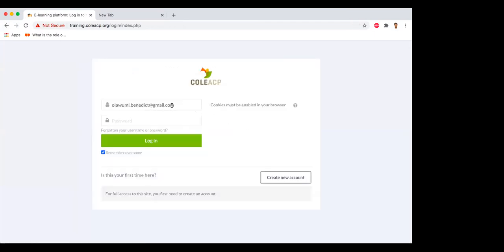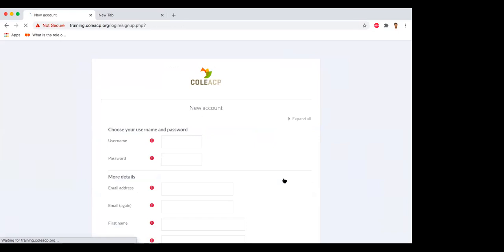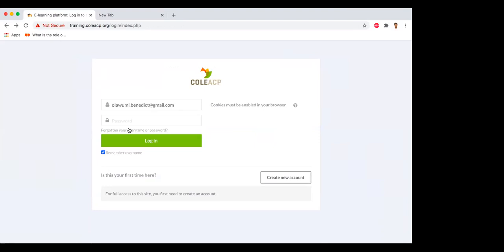So if you have not created your information on the LHCP page, you have to create a new account. Once you click on create new account, it will bring out all this information and then you can fill them. But if you have an account with CP before, put in your email address and your password. If you have forgotten your password, click on forgotten your password and it will help you to generate a new password. And when you log in, you can change the password.